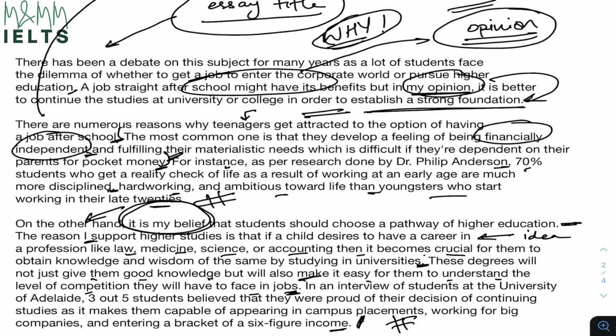Again, I asked that question to myself and I wrote that there was an interview that took place in X university. Again, I gave some number, 3 out of 5. And I said that students were asked, do you regret coming to university or are you proud of your decision? And most of them said that they are proud of their decision because now they can sit for interviews and they learn from those interviews and they can get good income, good salary because of their education.